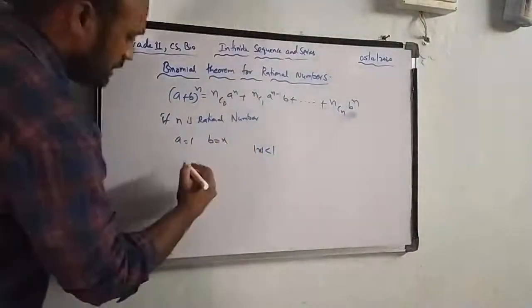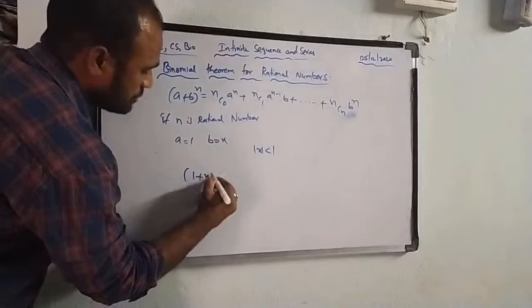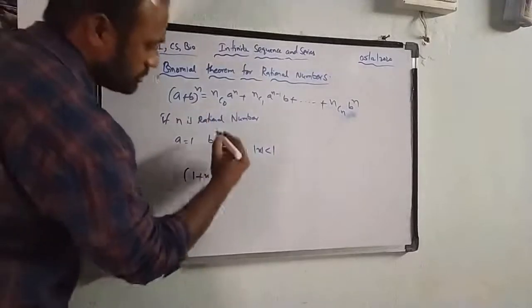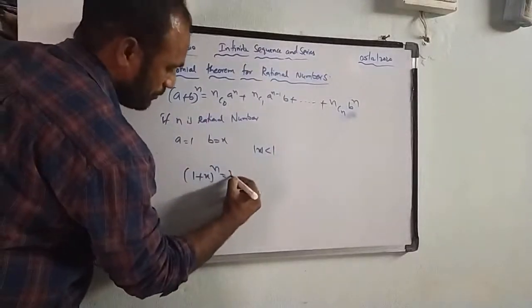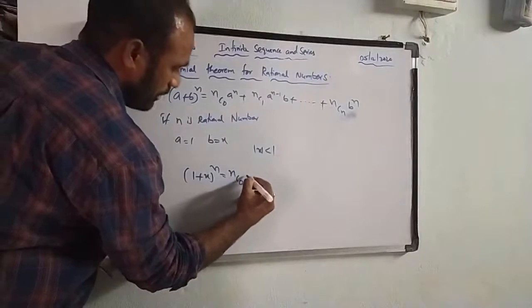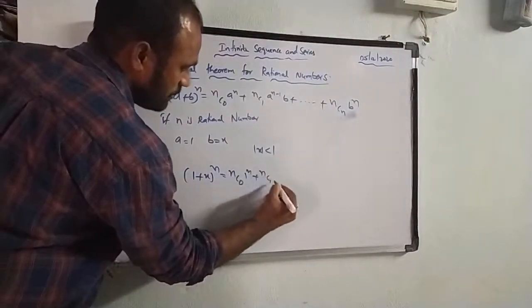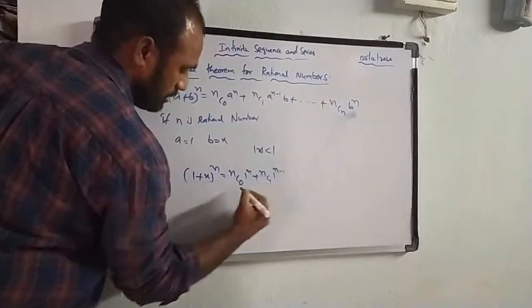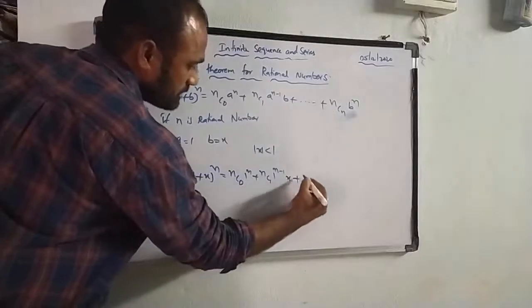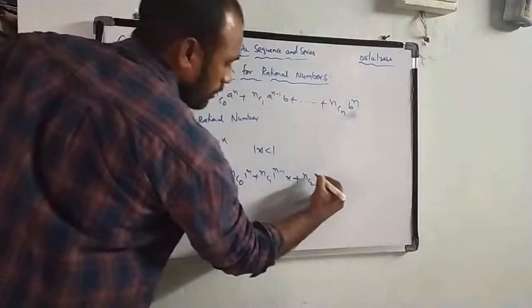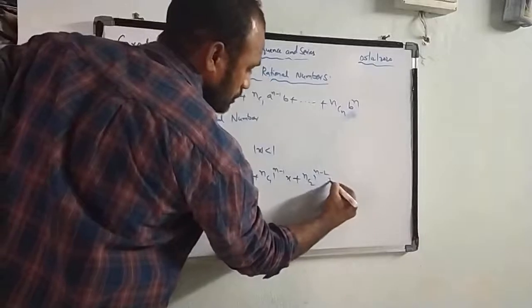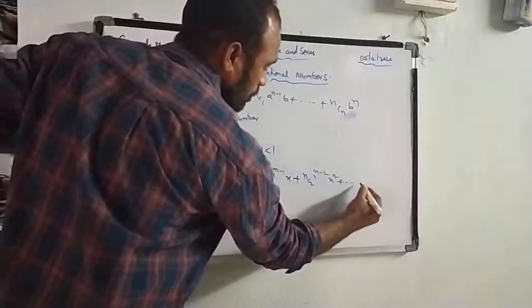Then we are going to get the equation as 1 plus x whole to the power of n is equal to nC0 into 1 power n plus nC1 into 1 power n minus 1 into x plus nC2 into 1 power n minus 2 into x square plus so on.